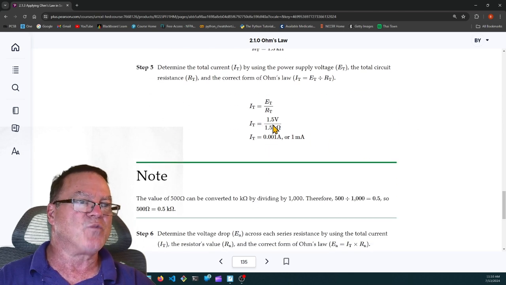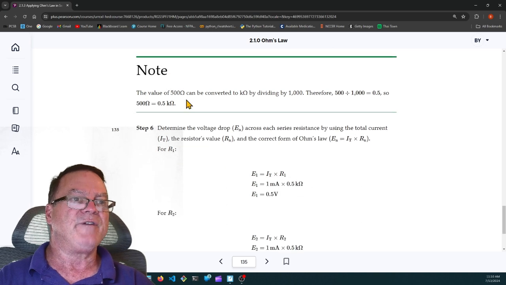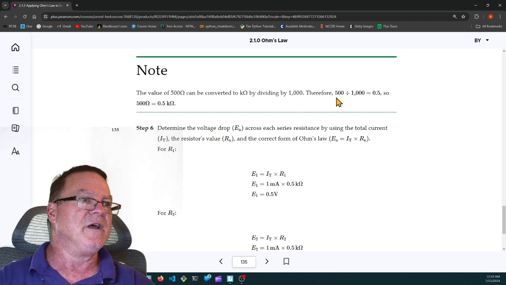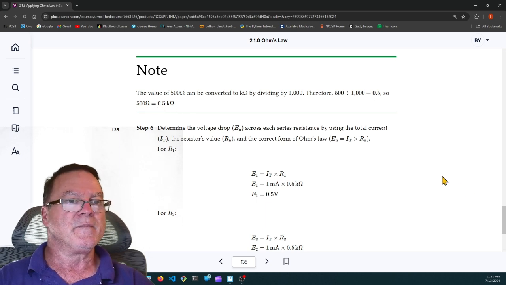So our voltage is 1.5 volts, and our resistance is 1.5 kilohms, 1,500 ohms. So the current is 0.001 amps, or 1 milliamp. Note the value of 500 ohms can be converted to kiloohms by dividing by 1,000. Therefore, 500 divided by 1,000 is 0.5. So 500 ohms equals 0.5 kiloohms.